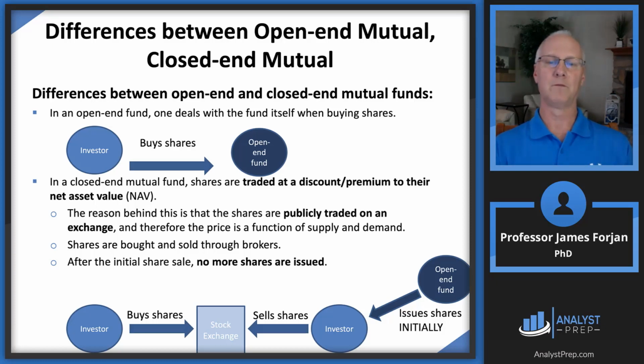So these closed-end funds trade at either a discount or a premium to their net asset value. So I have a couple of flow charts there. At the top one, what does that say? The investors buy shares into the open-ended fund. And then at the bottom, the investor buys shares on the stock exchange, and an investor could sell shares on the stock exchange. And there at the bottom right is the open-ended fund that issues the shares initially, and then those shares are traded on the floor of the New York Stock Exchange or any other kind of exchange.